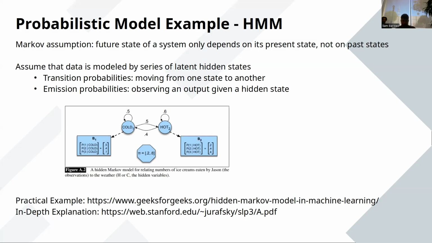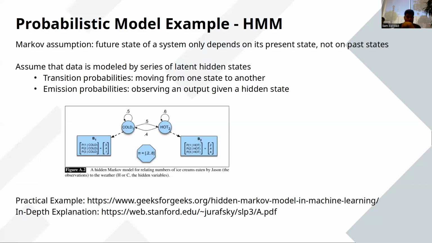You can't see this up here, so I'm going to squint really hard and read it. But this graph that I found online relates the number of ice creams eaten by Jason to these hidden states, which is the weather. So this is entirely probabilistic. Another thing to mention is that HMMs are based on the Markov assumption, which is basically that the future state only depends on the present state, not on past states. So far we understand why that's a really good thing to at least kind of assume.